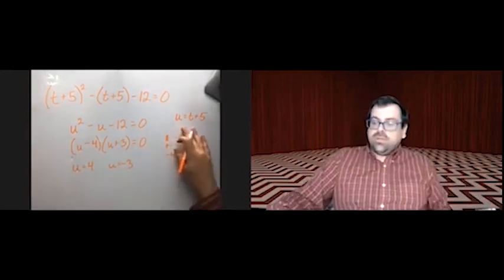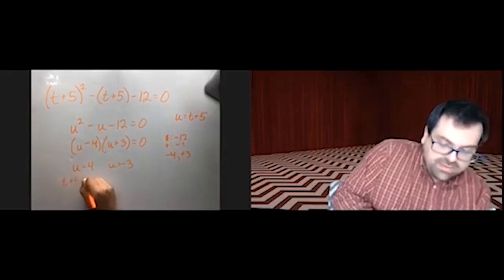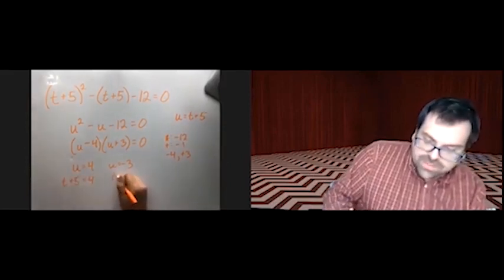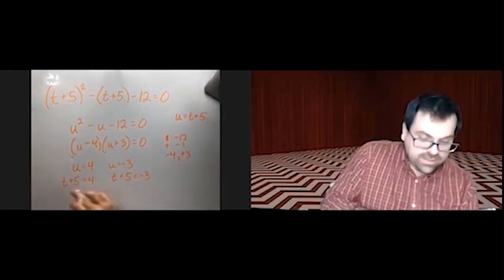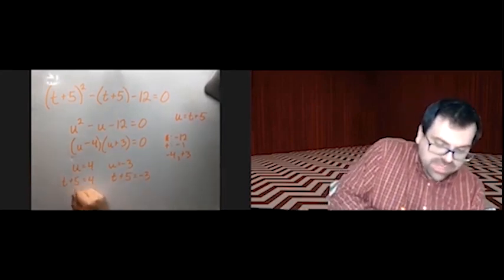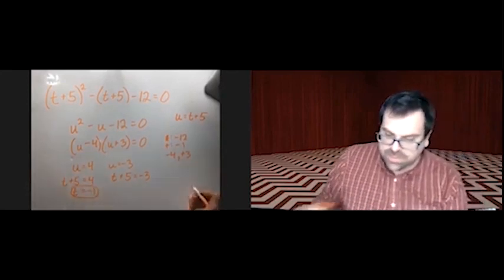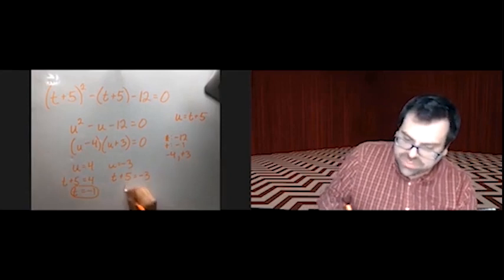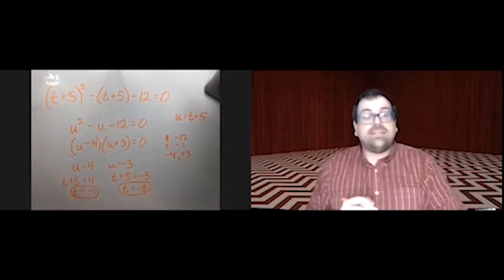And u equals t plus 5. So t plus 5 equals 4. T plus 5 equals negative 3. Subtract 5 from both sides, t equals negative 1. Subtract 5 from both sides, t equals negative 8.